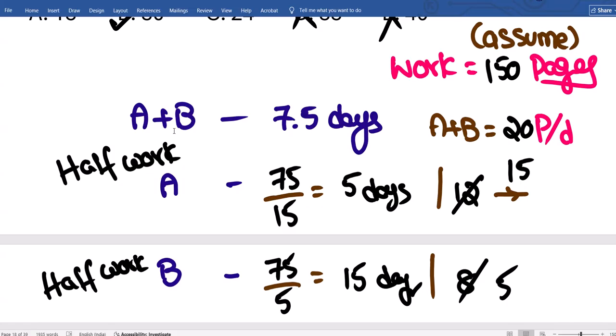Is it clear or not? Let me know. Yes. Check this. Is it clear for the people or not?